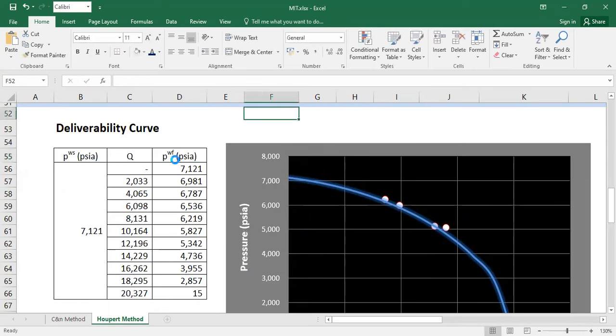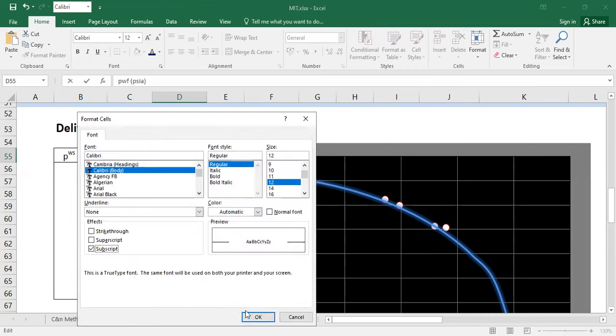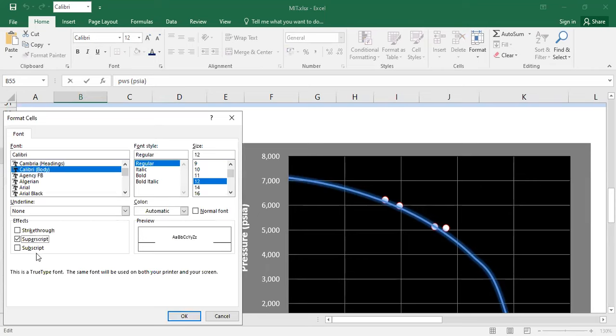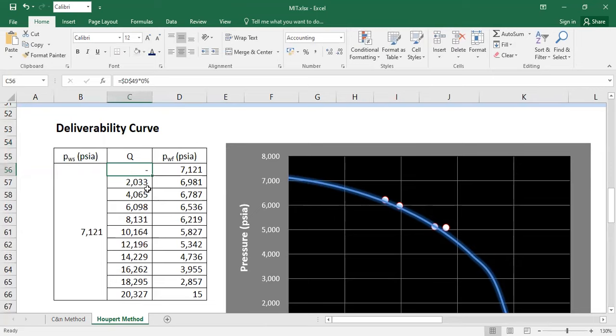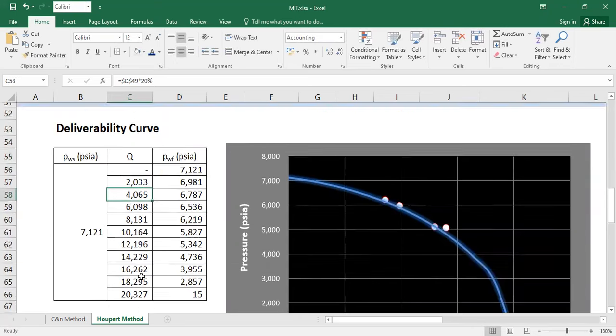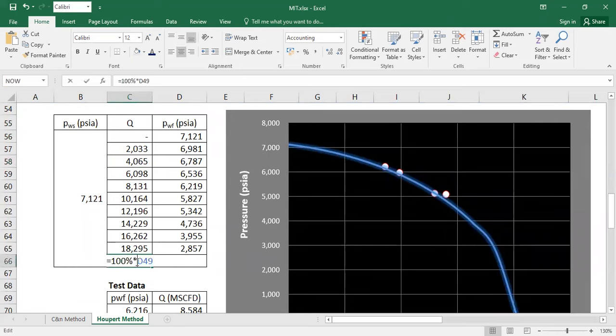All right, sorry, it should be format cell subscript. It should be subscript as well instead of superscript. All right. So the easy way is like this. This one, the LF multiplied by 0% and multiplied by 10% and so on and so forth. And the last one is 100% of the AOF.